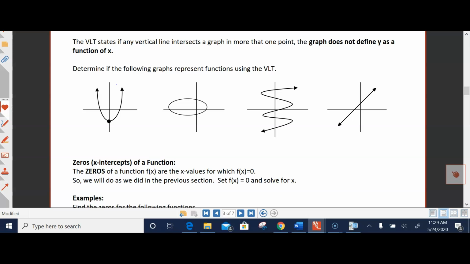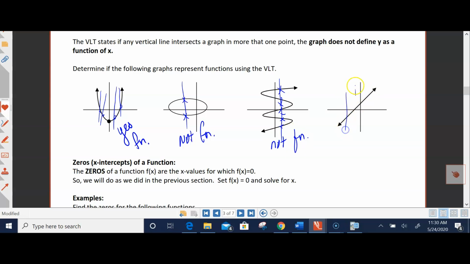Real simple. Just draw some vertical lines. Notice each of these vertical lines cross that graph at only one spot. So this one is a function. Notice a vertical line crosses at two spots, so it is not a function. Here, it crosses at many points. Not a function. And finally, this line passes the vertical line test. Yes, it is a function. So, simple test.